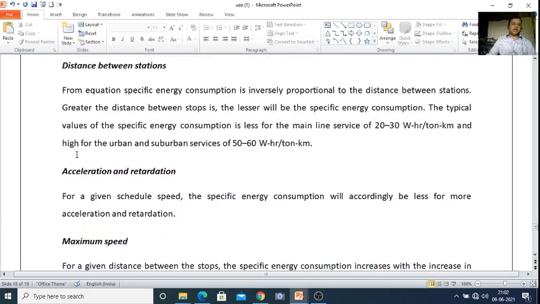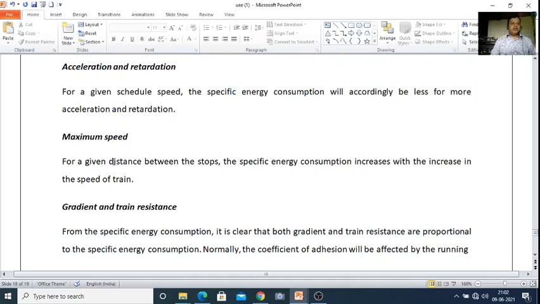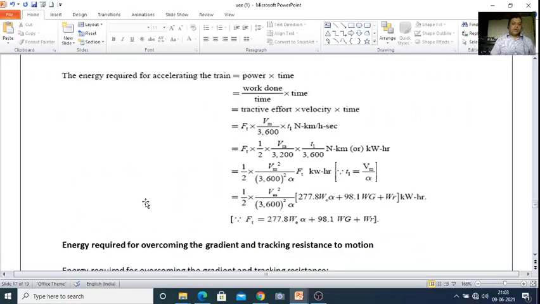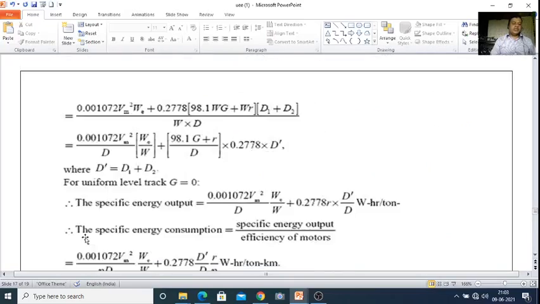Now acceleration and retardation. For a given scheduled speed, the specific energy consumption will be less for more acceleration and retardation. Then the maximum speed: for a given distance between the stops, the specific energy consumption increases with the increase in speed of the train. And coming to the gradient, we will also study its definition.